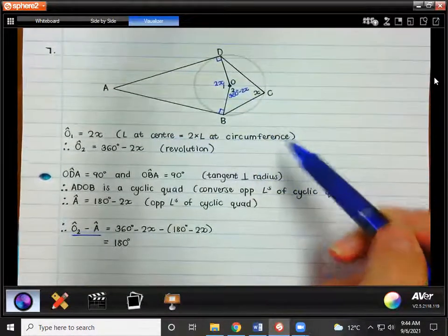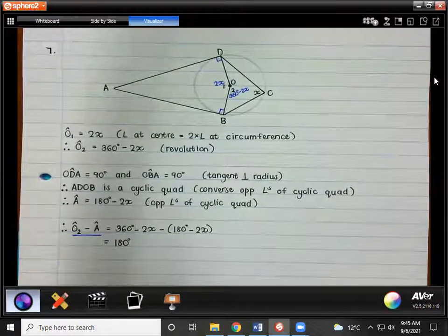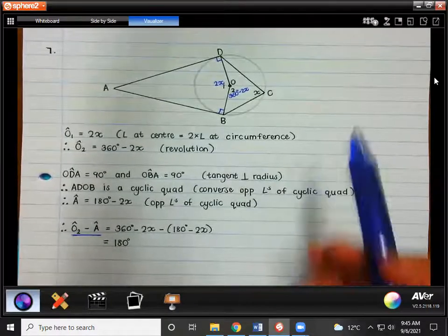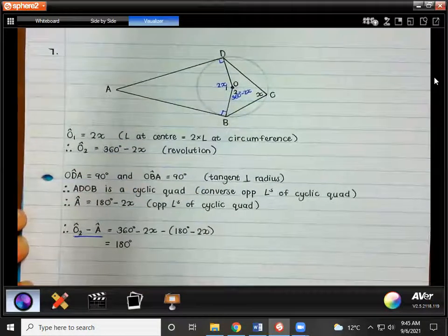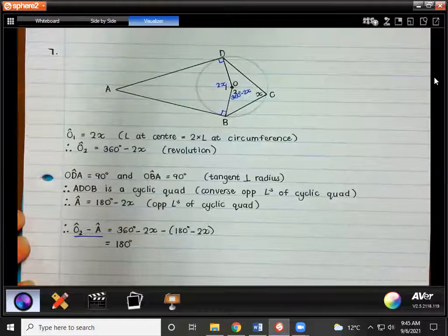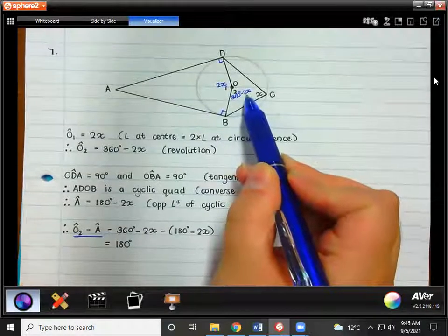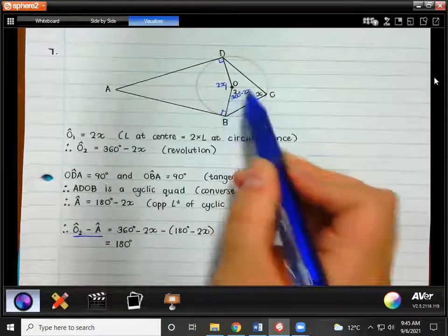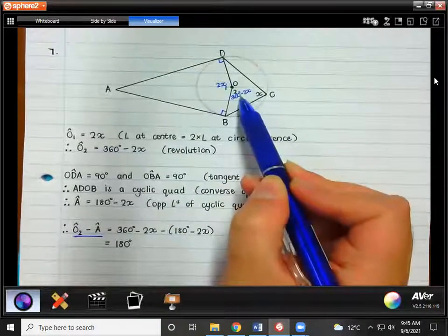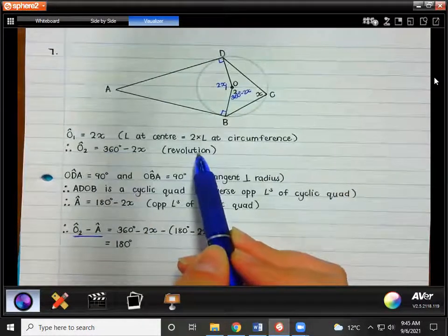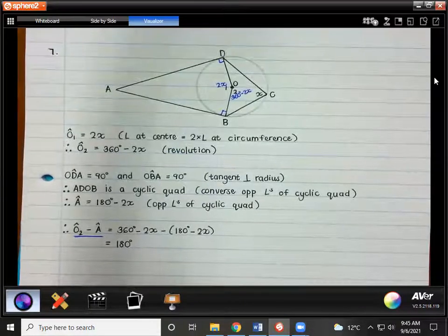What I was saying to the group that was here on Friday is, if you don't know where to start, just start calculating angles, because sometimes you will get marks for those angles. If C is X, at the circumference, O1 is going to have to be 2X, because it's at the center. Now remember they've asked us for O2 minus A. If we have O1, it's very easy to get O2 from there. We use angles around a point, or revolution. So O2 is just going to be 360 minus 2x, revolution, or angles around a point. There you have half of what you need to prove.